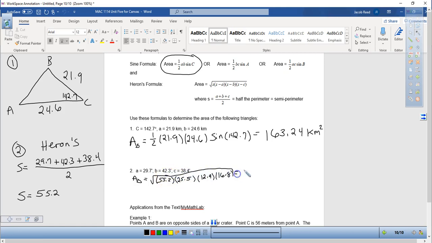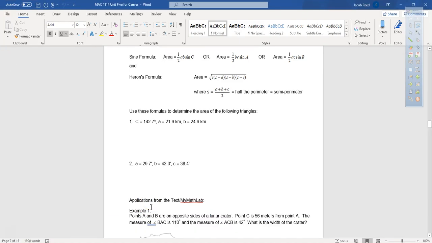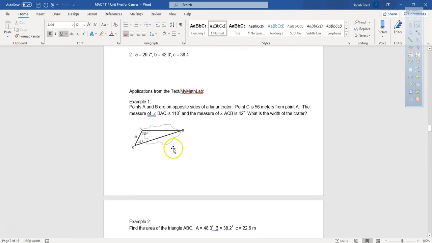So multiply that all together and take the square root of the number 305055.072, which is 552.32 feet squared. Okay, so these problems are not that difficult, very, very simple.